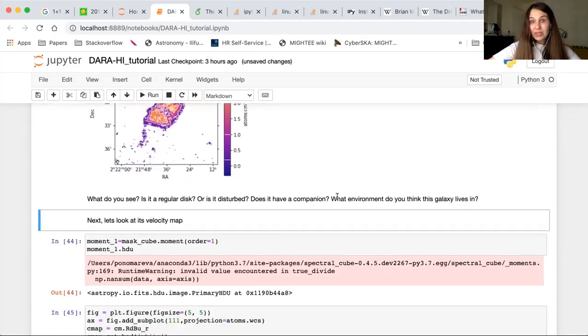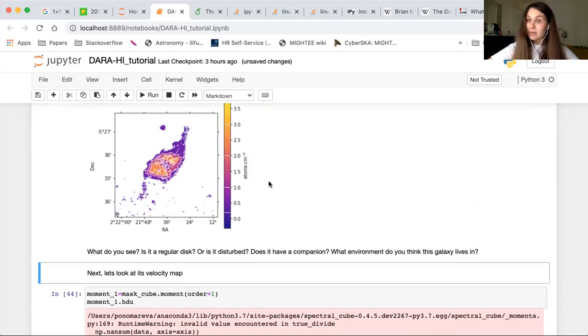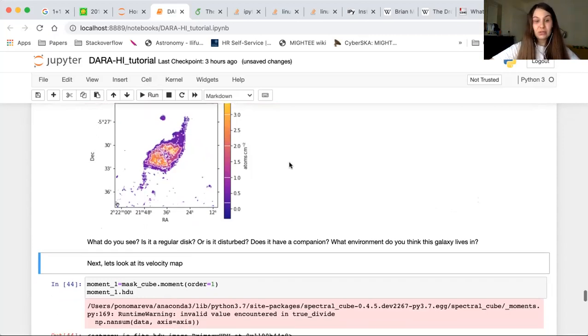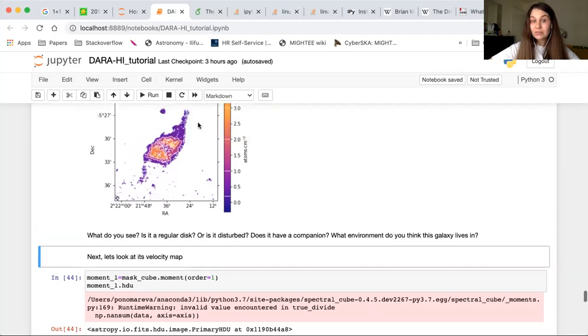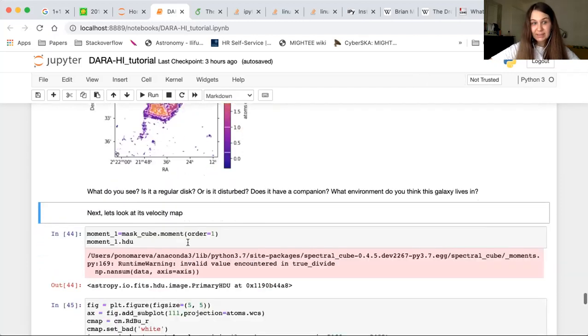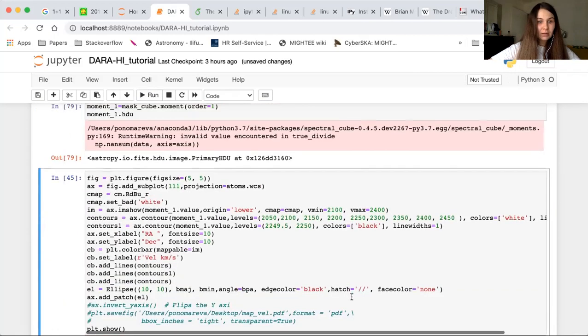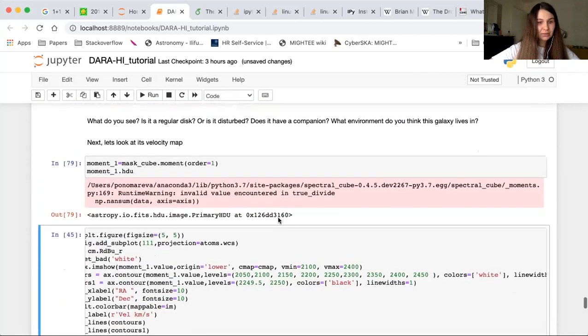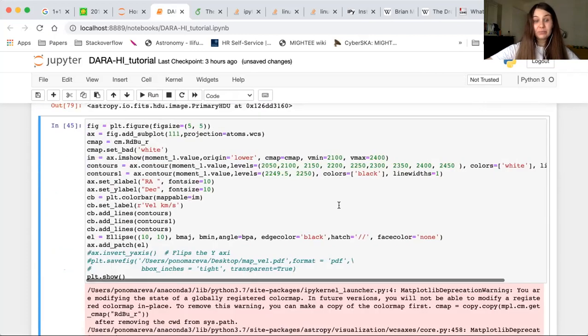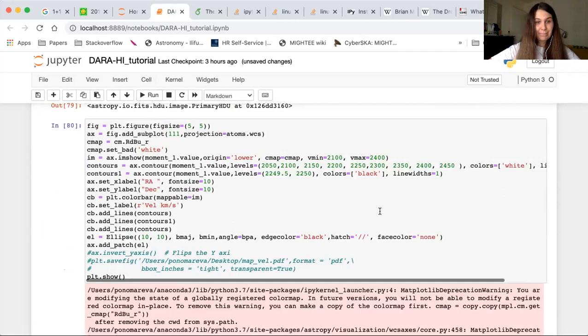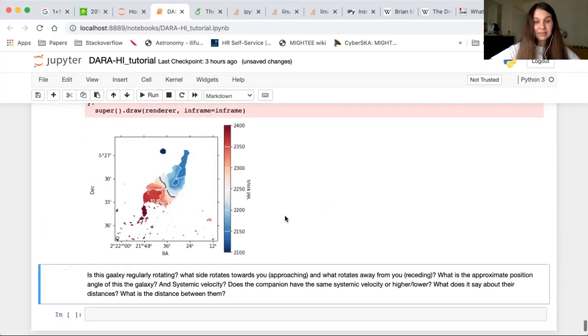Next, we can look not only at the H1 intensity map, but as I showed you in the lectures, also at the H1 velocity map. So we will understand how fast this galaxy rotates. For this, again, we now need not moment zero, but the moment one map, the velocity moment. We run it through. Some warnings here. And again, we can plot it. And if you want, you can also save it. And here is how our velocity map looks.